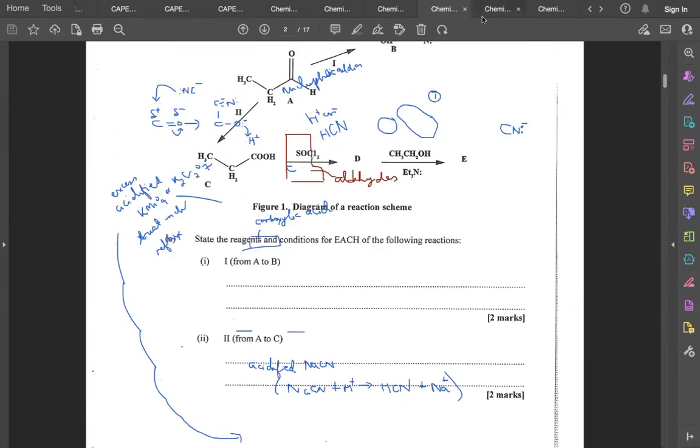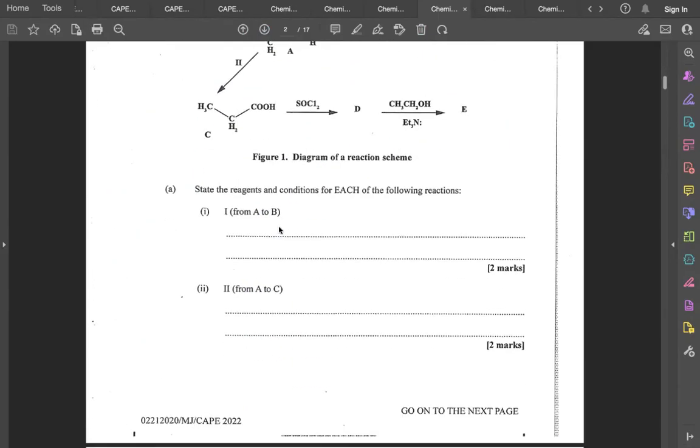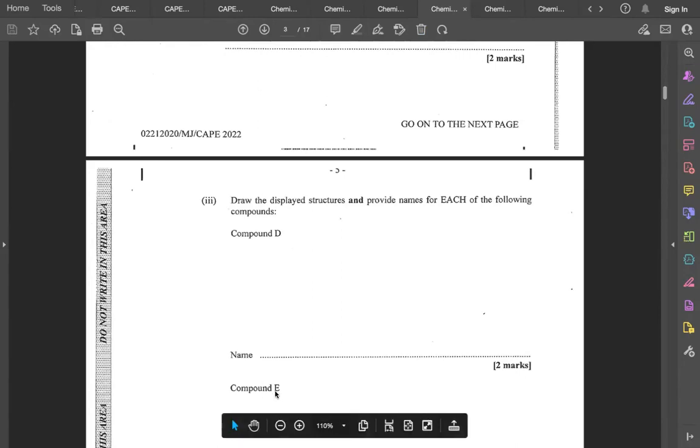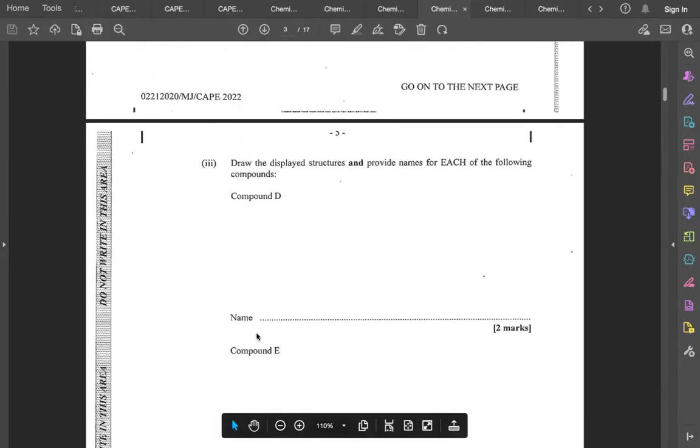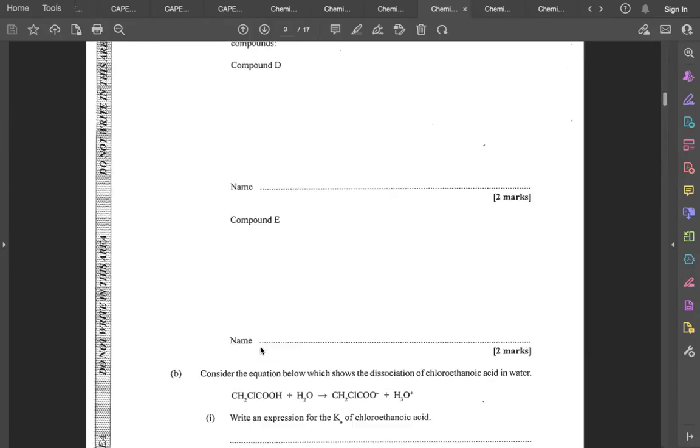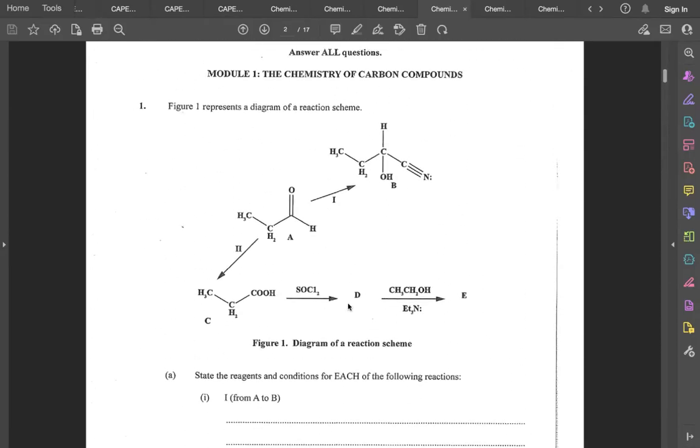So let me clear that whole thing and go down. Draw the displayed structures and provide names for each of the following compounds, compound D and compound E. So we have to come up with what the structure at D would be and what the structure at E would be, and then name them. And that's 2 marks each, right? So let's go back up and look at D, and let's look at E, right?